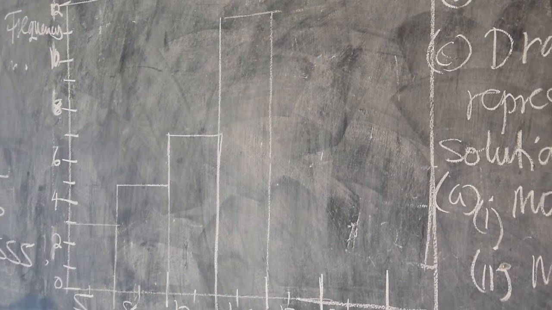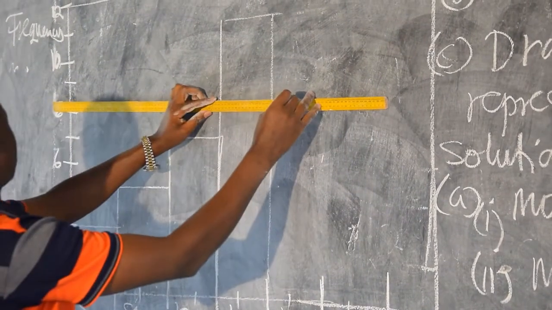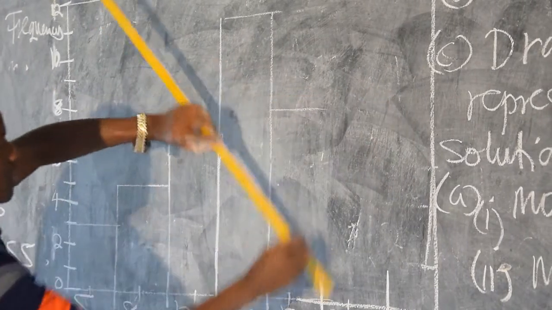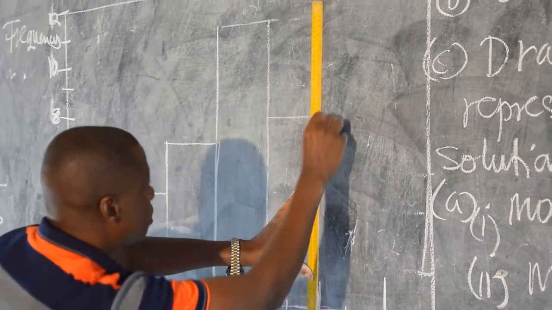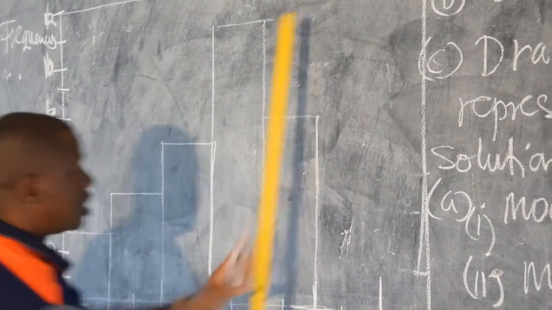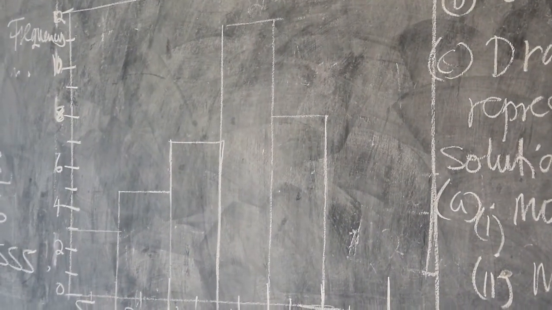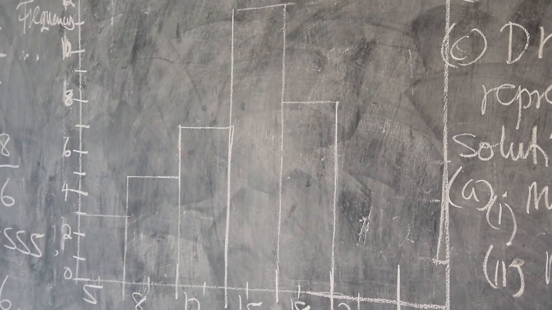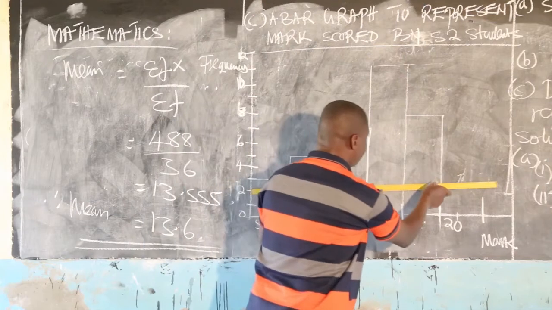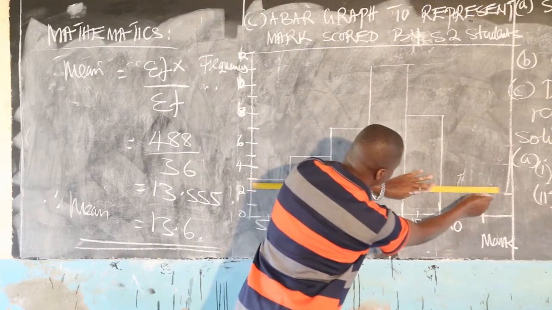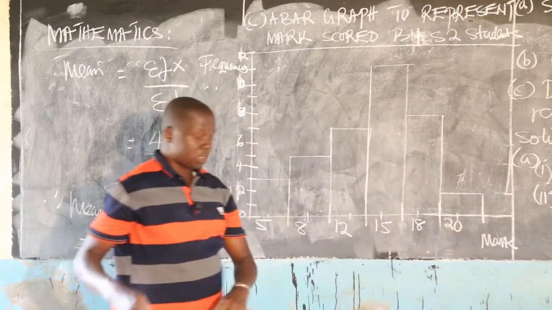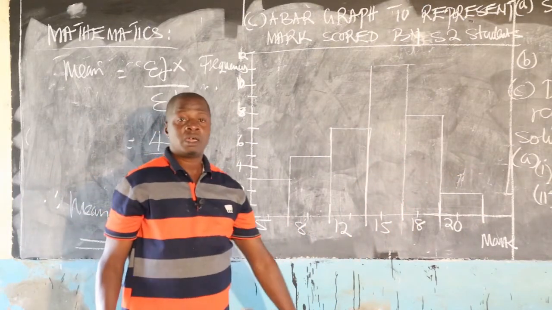Next, we have 8. From 8, we shall go to 2. 2 corresponds with the 20 in that arrangement. So that is our bar graph.